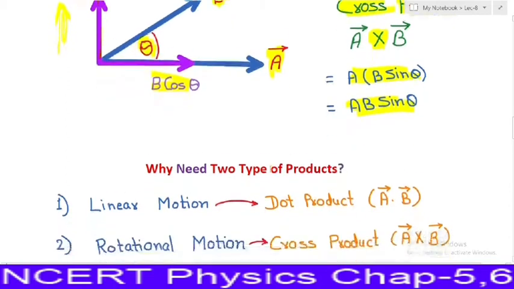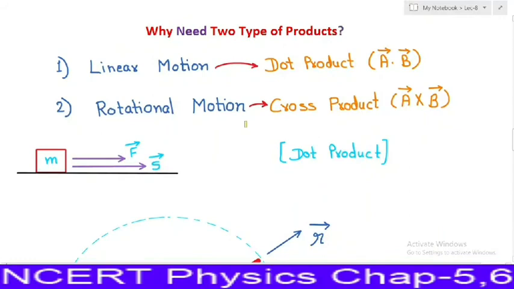Now here one question can arise. What is the need of two types of products for vectors? The answer is, in physics we encounter mainly two types of problems. The first is the linear motion problem, where an object moves in a straight line, and the second is the rotational problem, where an object rotates about an axis. Generally in linear motion problems, the dot product is used, and in rotational problems, the cross product is used.